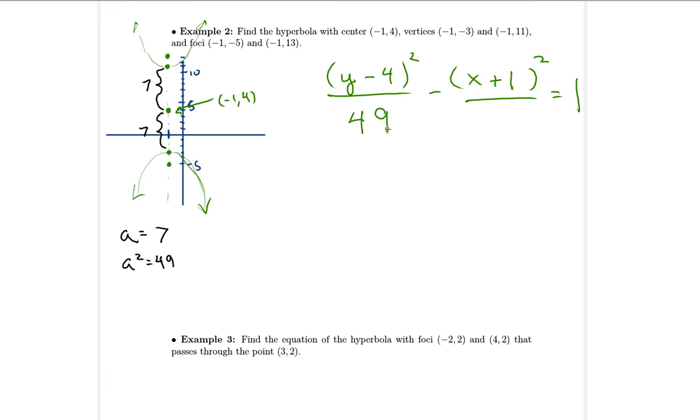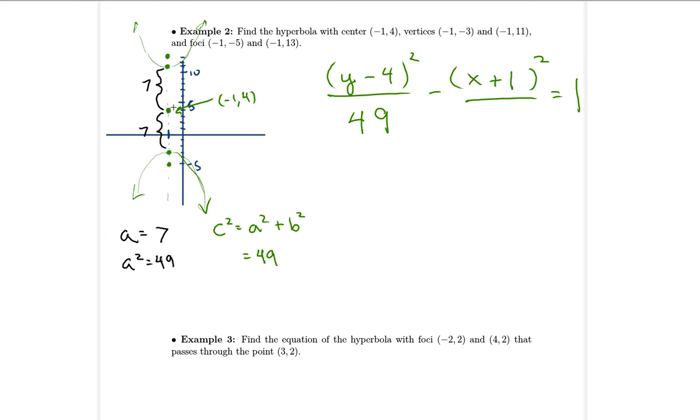All right, well, we want to know what B is. B is going to be how far you go out this way and that way to make your construction box. Another way of putting it is it tells you how much to go this way and that way in order to make the slope of your asymptotes. But this is all built off of the fact that c squared is equal to a squared plus b squared. I know a squared is 49, that's no problem. So do I know c squared?